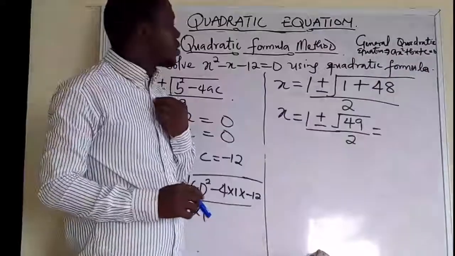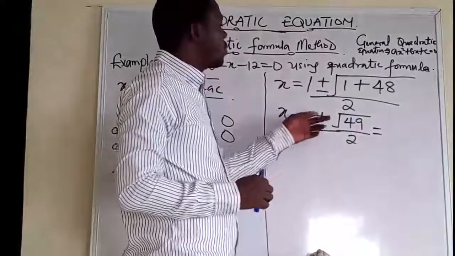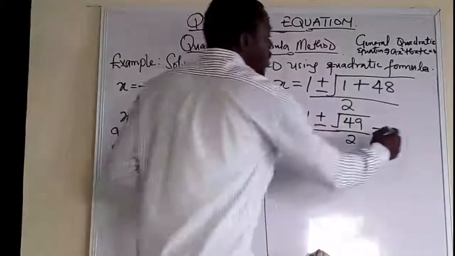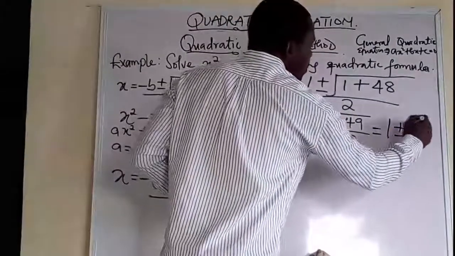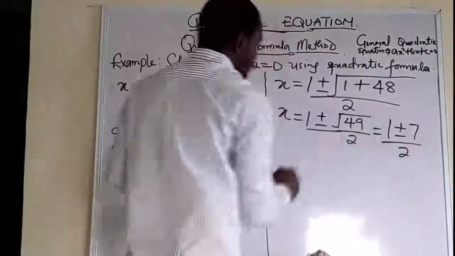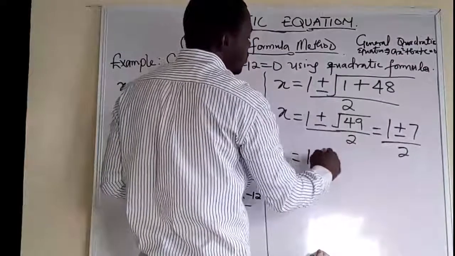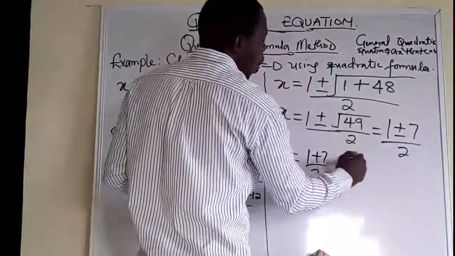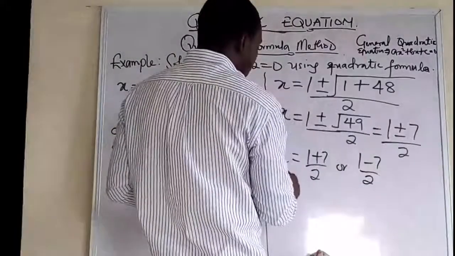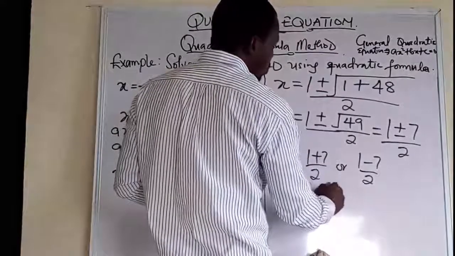So after this, now we have x equals 1 plus or minus the square root of 49. So what we have now is 1 plus or minus 7, because the square root of 49 is 7, over 2. So what we have now, x is equal to 1 plus 7 over 2, or 1 minus 7 over 2. And then x is equal to 1 plus 7 is 8 over 2, which is equal to 4.